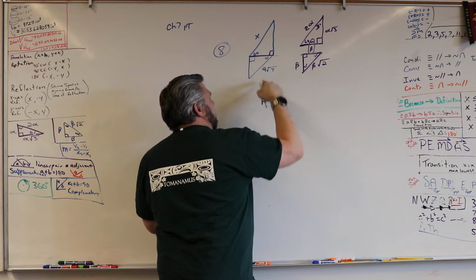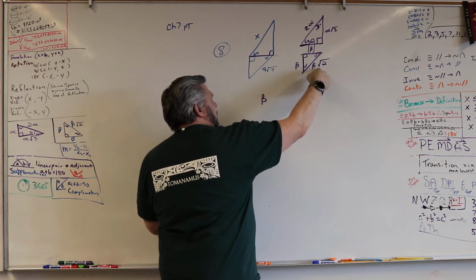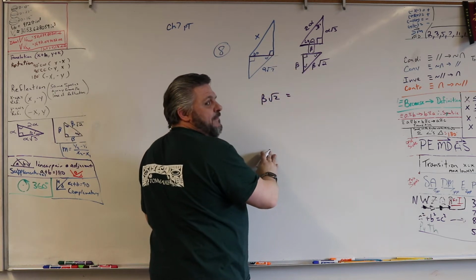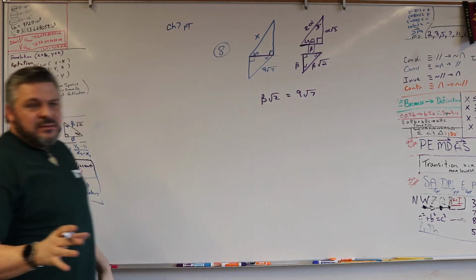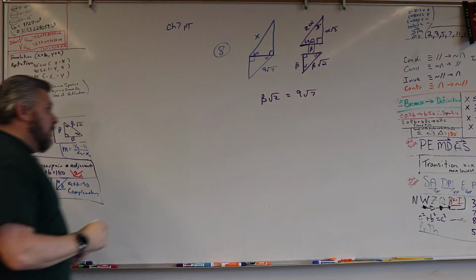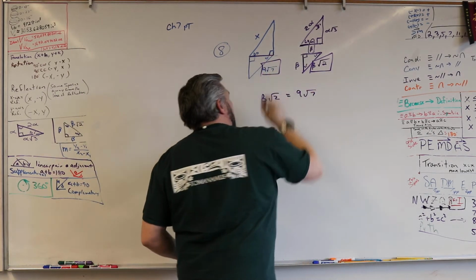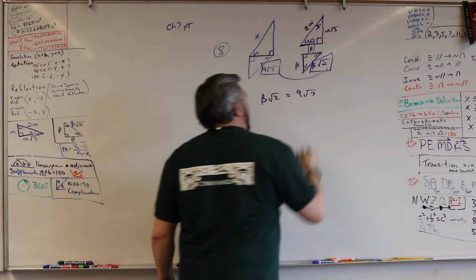Right? Beta. It's my dad. It's 45. Oh. Beta square root 2 is equal to what? 9 square root 7. Right? Oh, yeah. Beta square root 2 is equal to 9 square root 7.